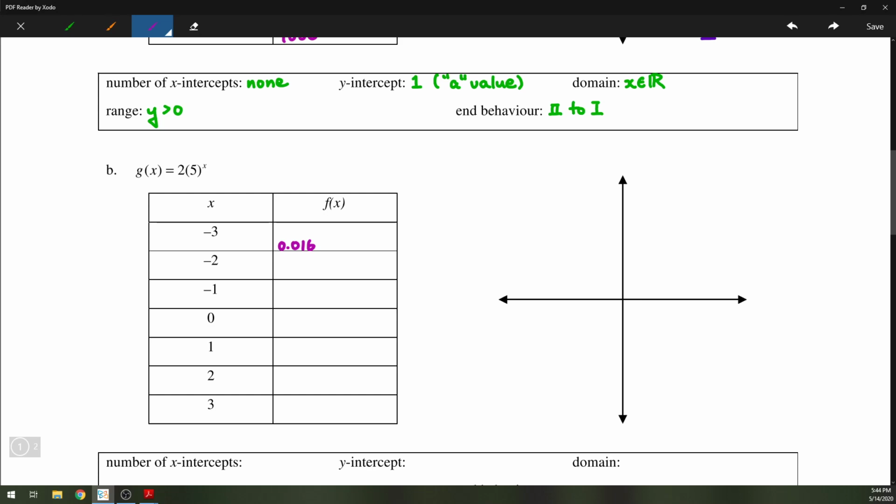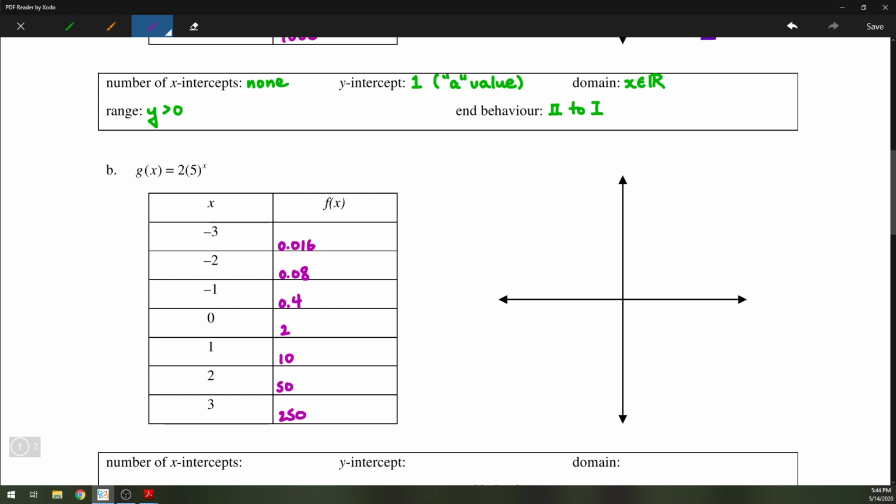So 0.016 times 5 is 0.08. Multiply that by 5, you get 0.4. Multiply that by 5, you get 2. 2 times 5 is 10. And then 10 times 5 is 50. And then finally 250.